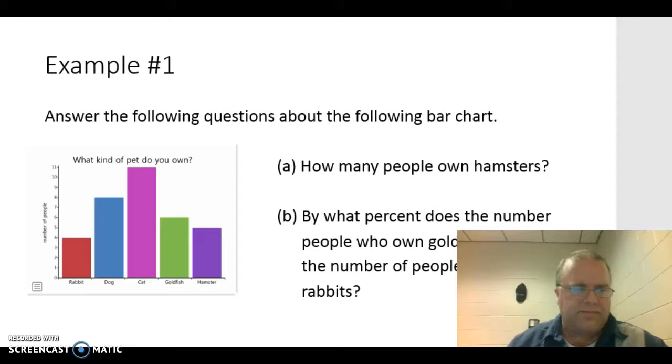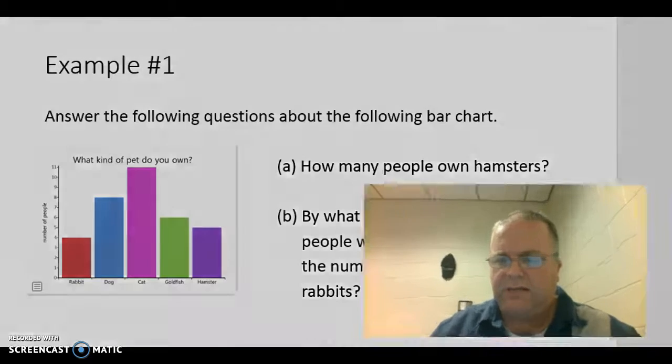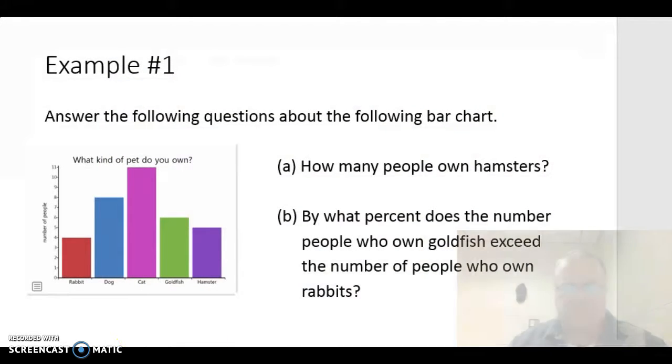Alright, let's take a look at an example. This is from the first question. The first one is, how many people own hamsters? And this is from the bar chart that we started with. So go to hamsters, go up to the top, and go over, and it looks like approximately 5.